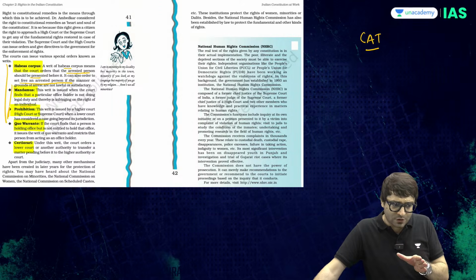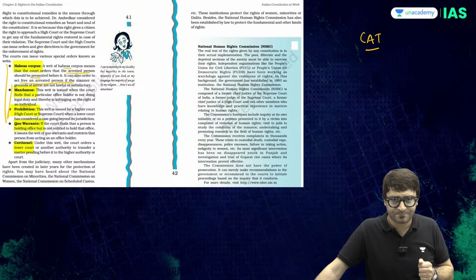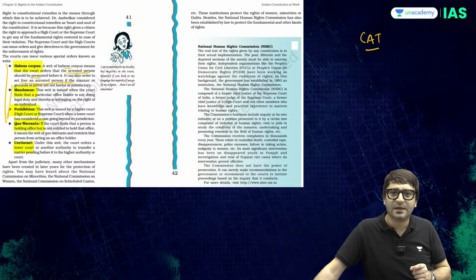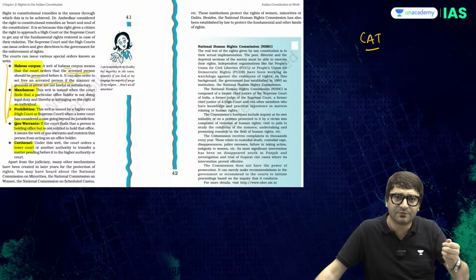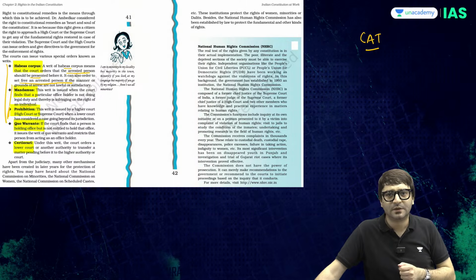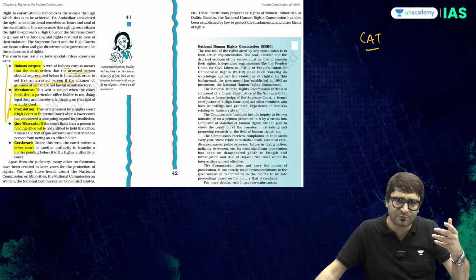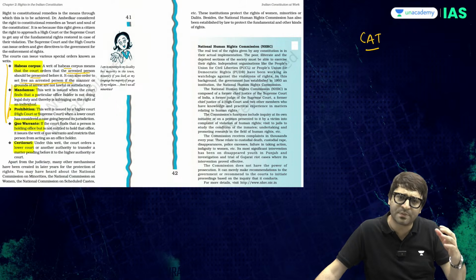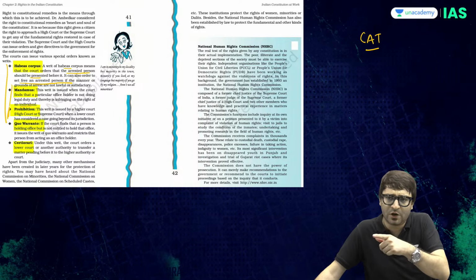But CAT goes a step further. And apart from deciding whether you should be dismissed from the service or not, it also looks at your personal life. It also looks at the amount of property that you have. It also looks at other aspects of your life which is beyond its jurisdiction.